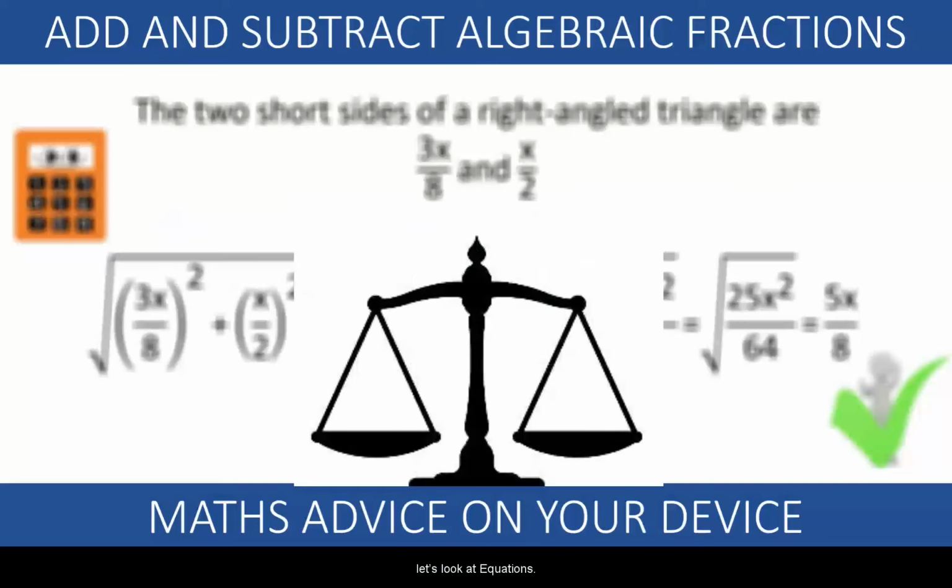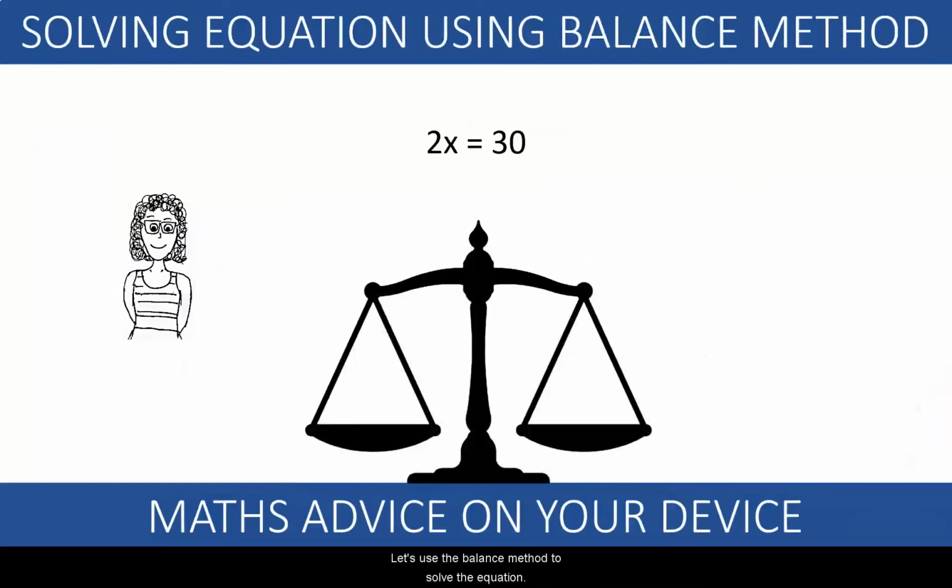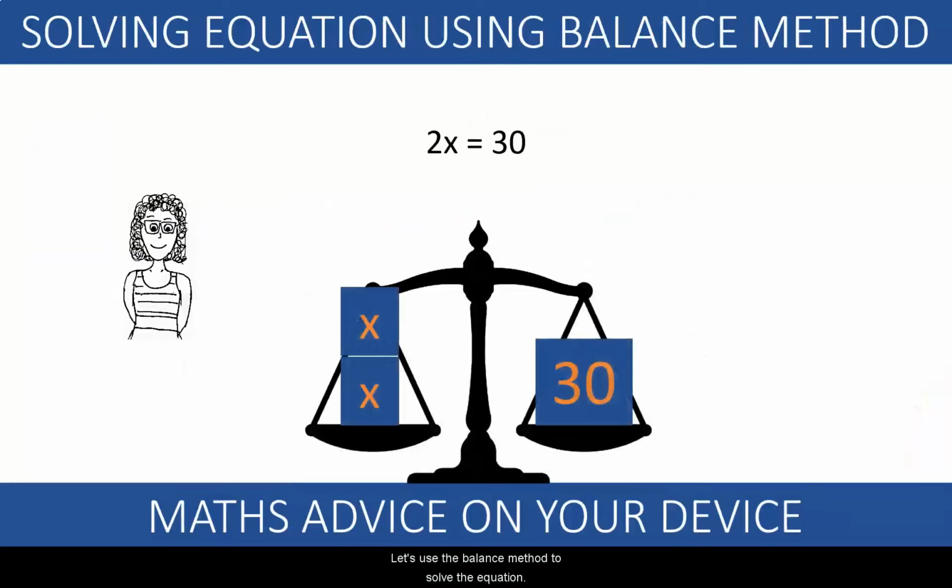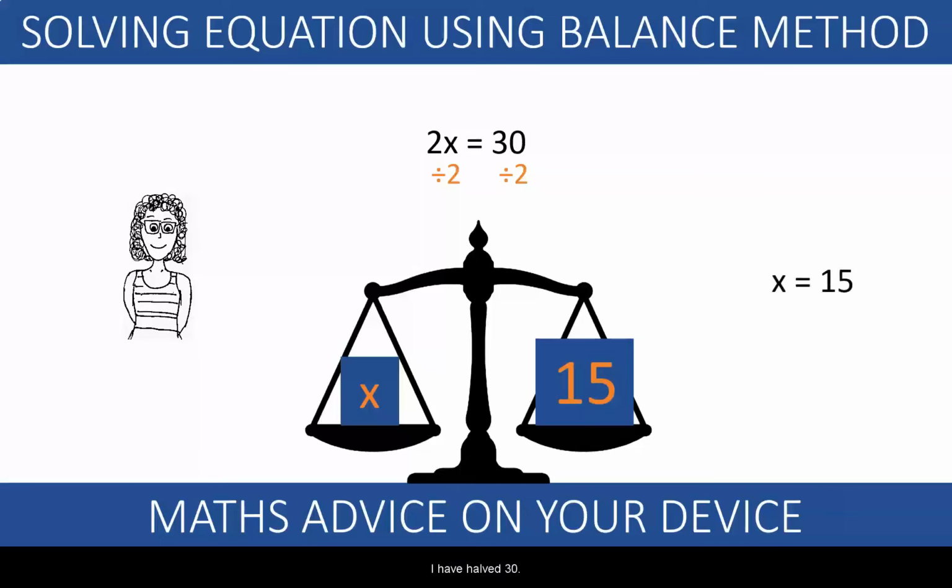Now, let's look at equations. Let's use the balance method to solve the equation. I have two boxes, each of the same weight, x. That must balance exactly 30 kg on the right-hand side. Since they are identical, each must weigh 15 kg. What have I done? I have halved 30.